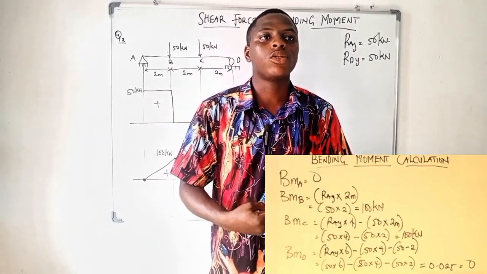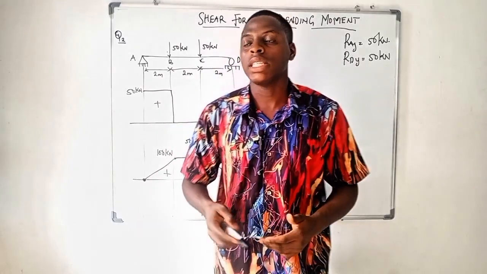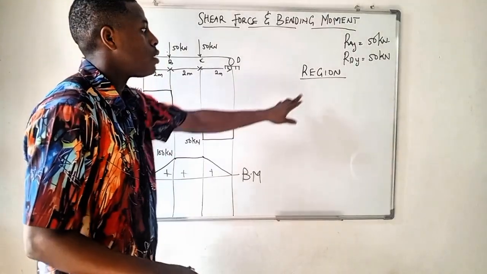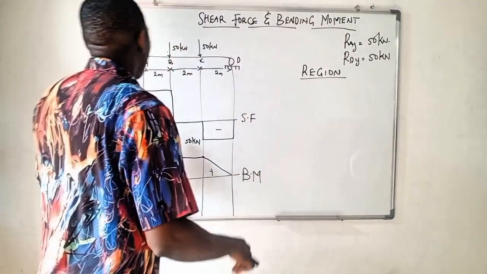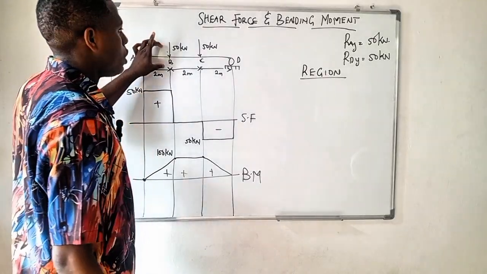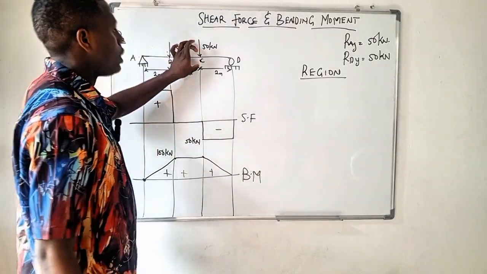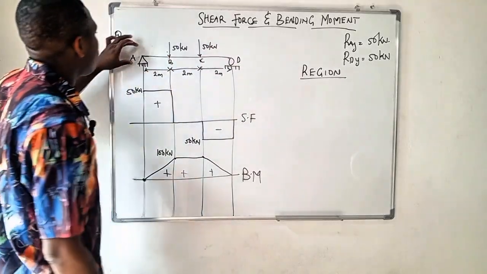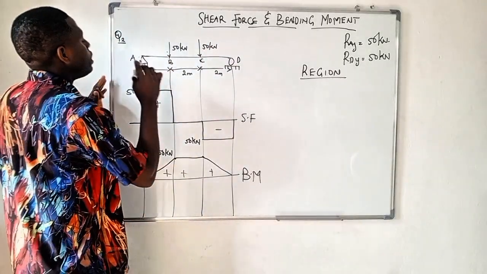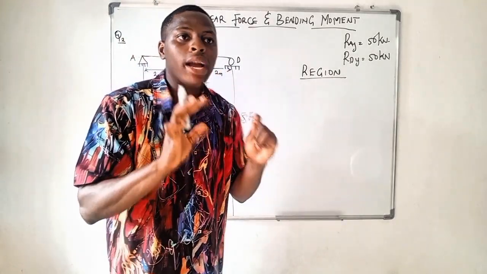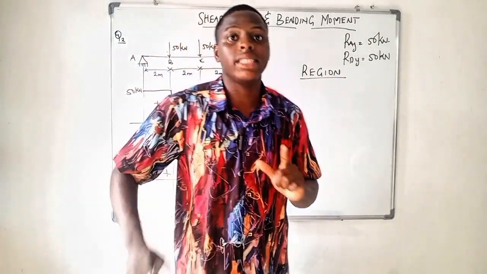Now, what if we are asked to calculate for the region from point A down to point D? Sometimes we'll be asked, what is the region from A to B? What's the region from B to C? And what's the region from C to D? Now remember, when we are talking about the region, our interest is the distance.